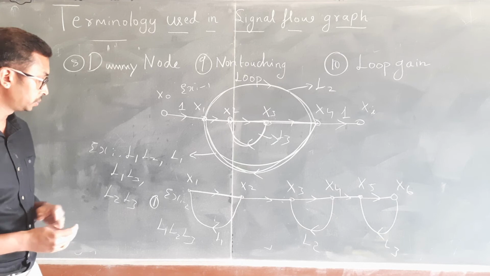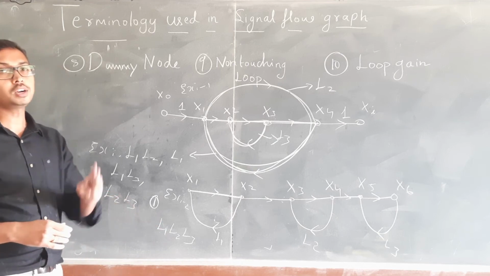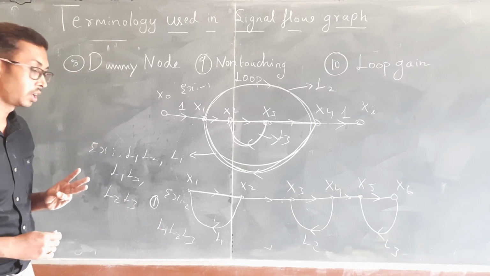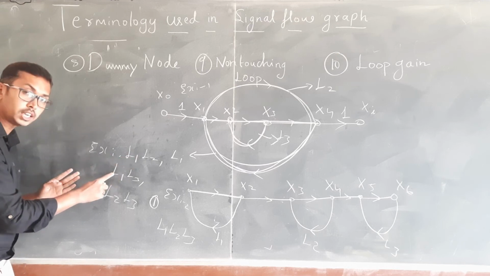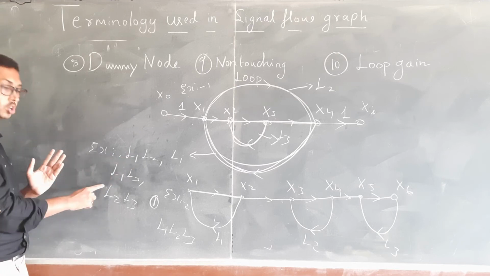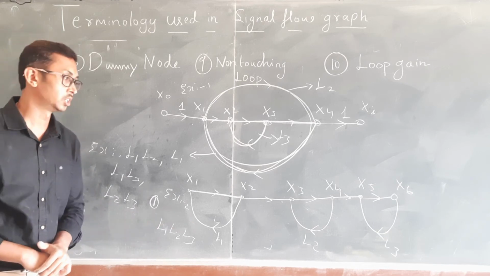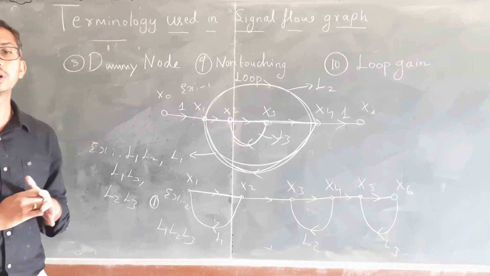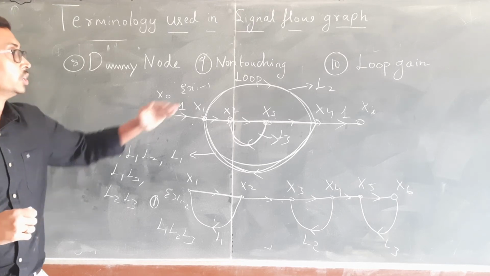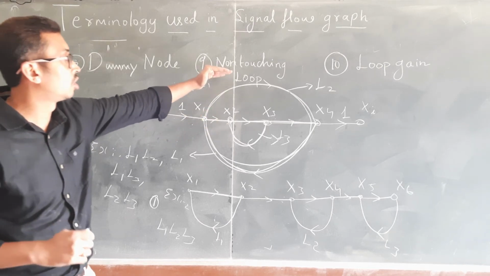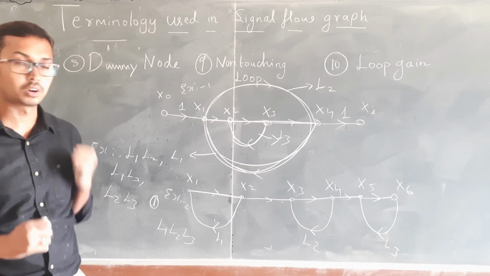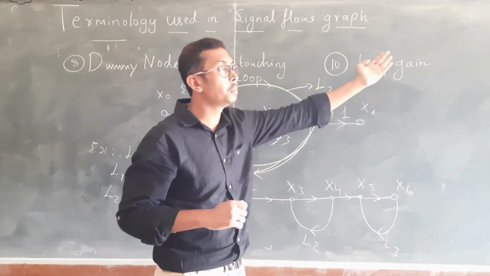2 non-touching loops. So this is a combination of what? 3 non-touching loops. I got it? So here there are 3 pairs of 2 non-touching loops. Here only 3 non-touching loops are there. So this concept is very much important to solve the problems. Okay. So this is the concept of what? Non-touching loop.